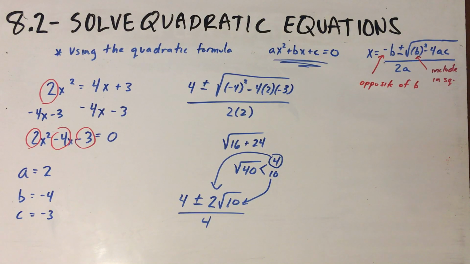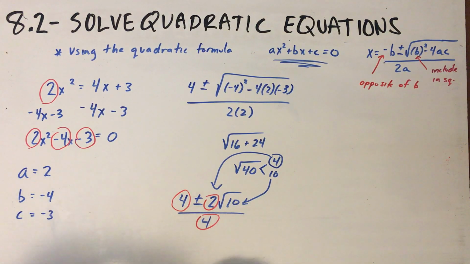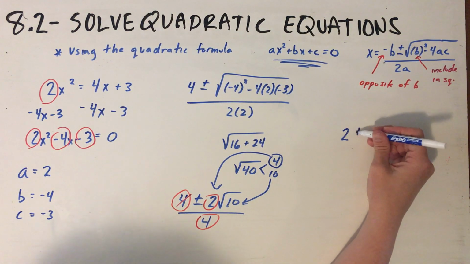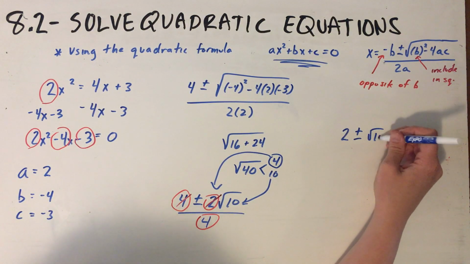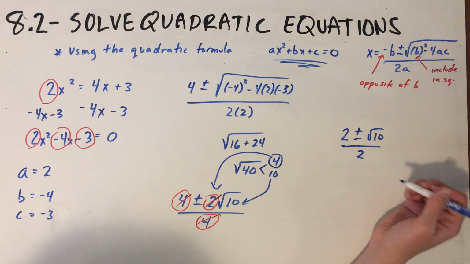Okay, so this is what the answer looks like, but we can actually still simplify this because all of these have a 2 in common. So if I take a 2 out of this 4, divided by 2 is 2. If I take a 2 out of here, then I just have 1 square root of 10. And if I take a 2 out of here, then this is just over 2.